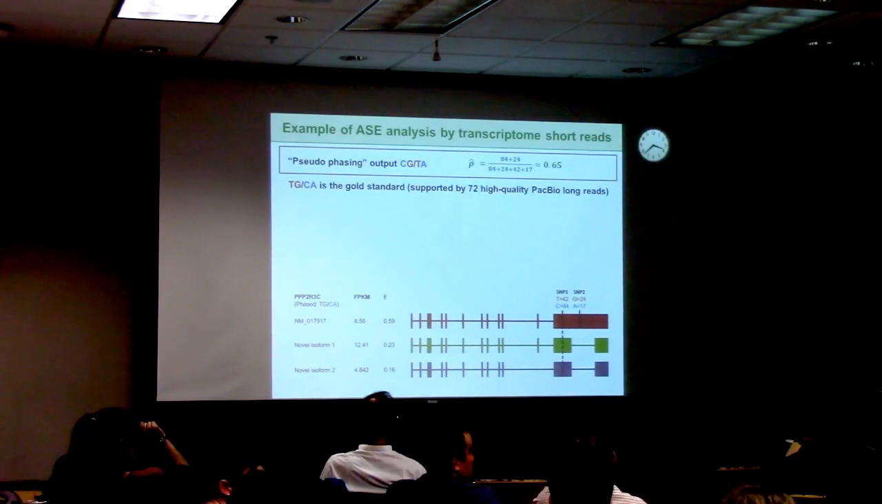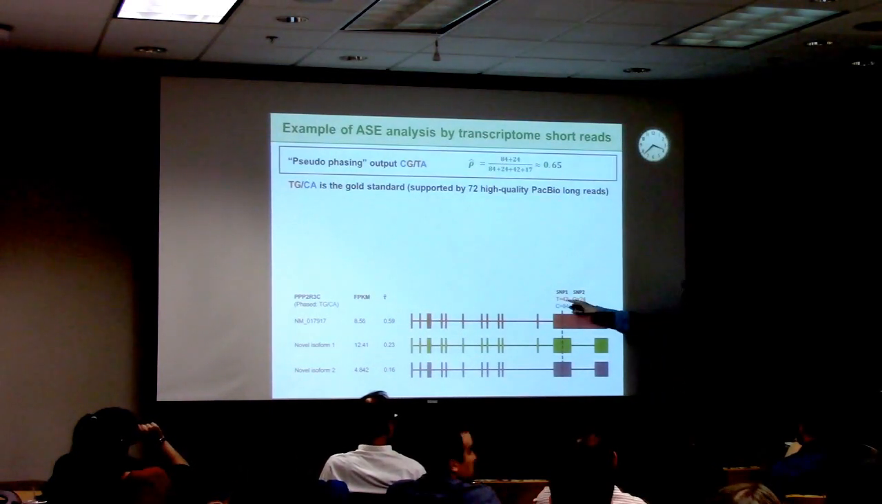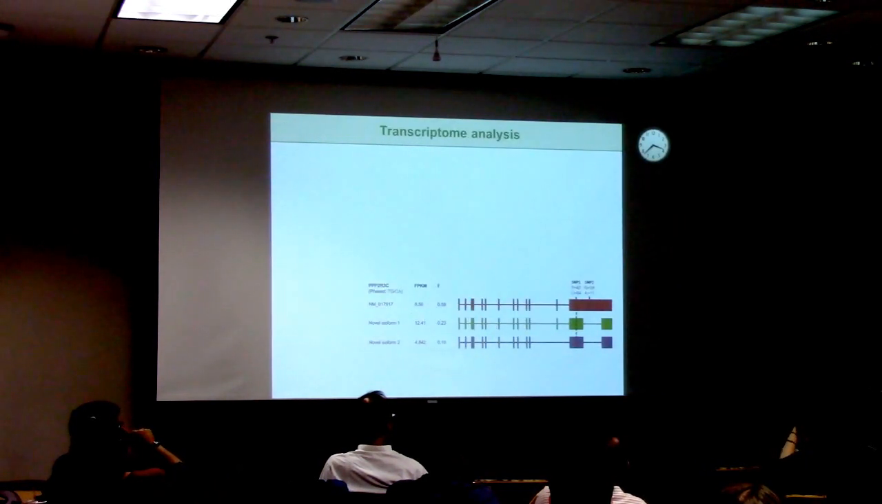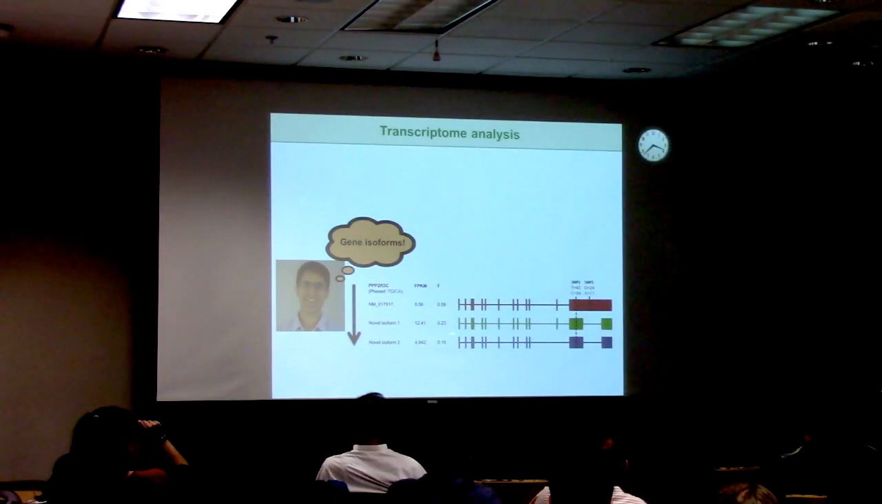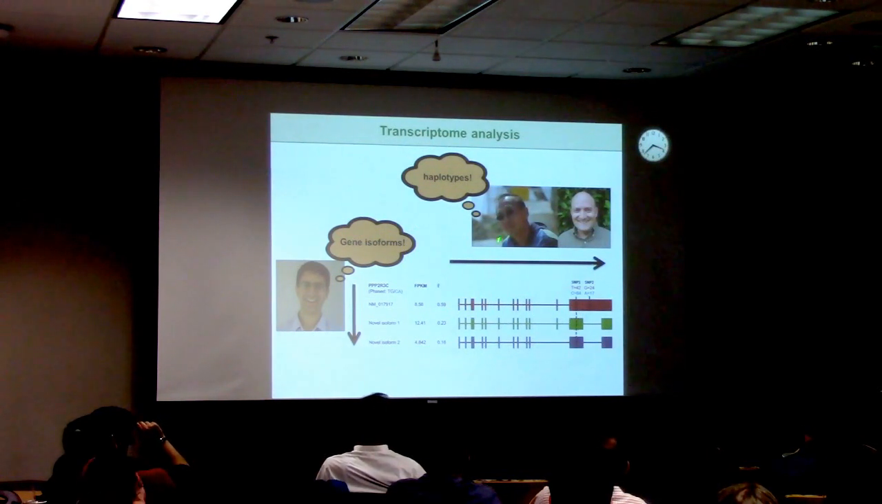Because of these very complicated expression events, if you just count the coverage at the two SNPs, the guess will be wrong. That's why there are a lot of challenges in analyzing transcriptomes. When we analyze the transcriptome, we have to take care of the isoform expression events, and we also have to take care of the haplotyping. So both gene isoform and haplotype are pretty important.